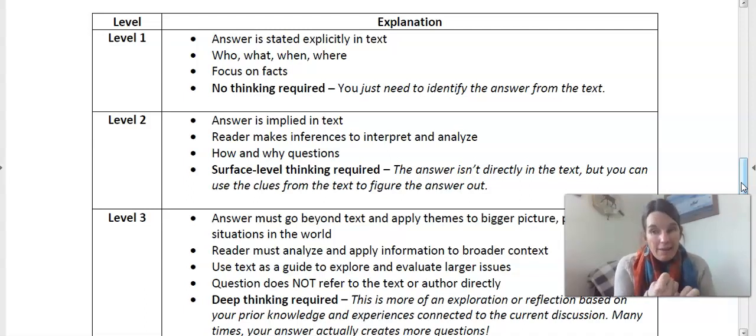Okay, so level 2 is explicitly about the text, but requires inferences, requires people to think and make guesses as to the how or why from the story. Level 3 focuses on the ideas and the themes of the story without specifically referencing the story. This really connects the ideas to our bigger world that we live in. So those are levels of questions.